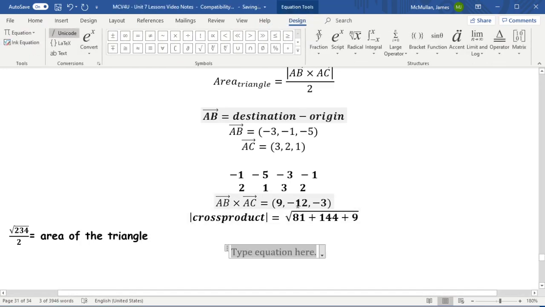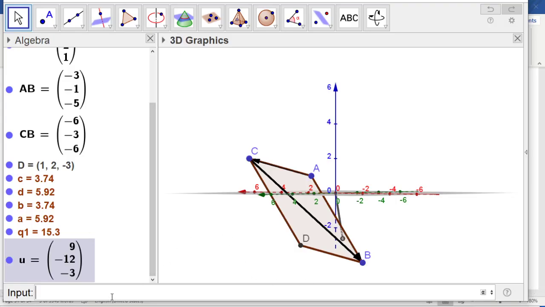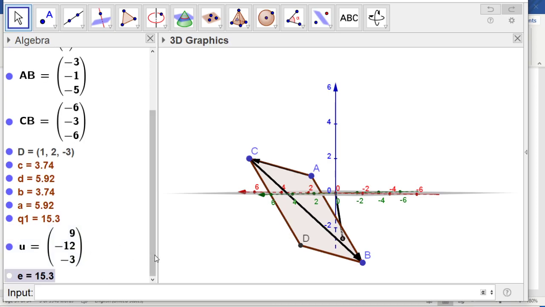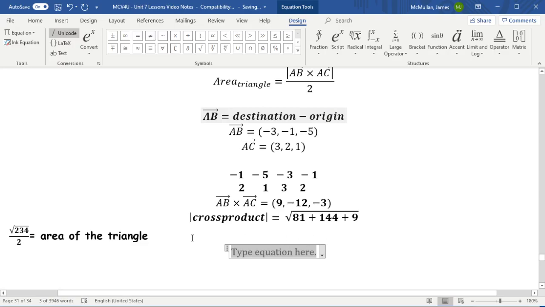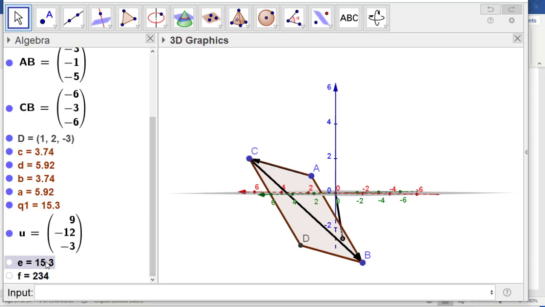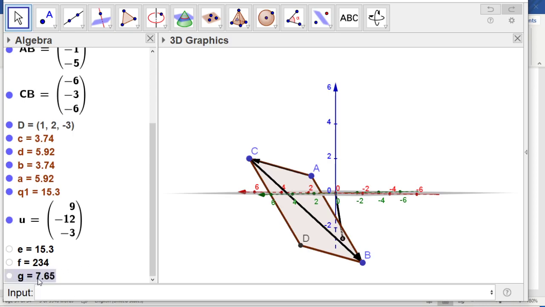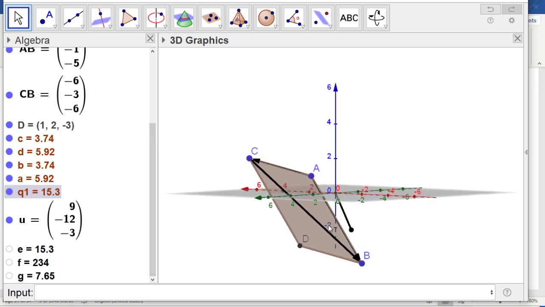Now, let's check that. So the length of E squared should give us the 234, right? That's what we said, yes. And then we said this magnitude, E, sorry, I'm looking at this thinking, how come it's double? Then we go E divided by 2. So I'm saying the area of the triangle is 7.65, which is consistent with the idea.